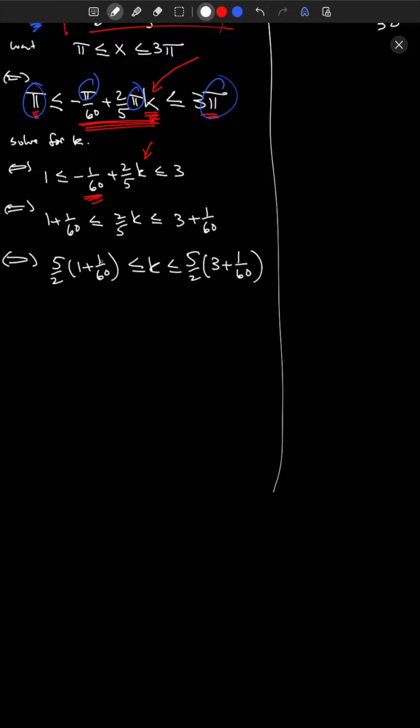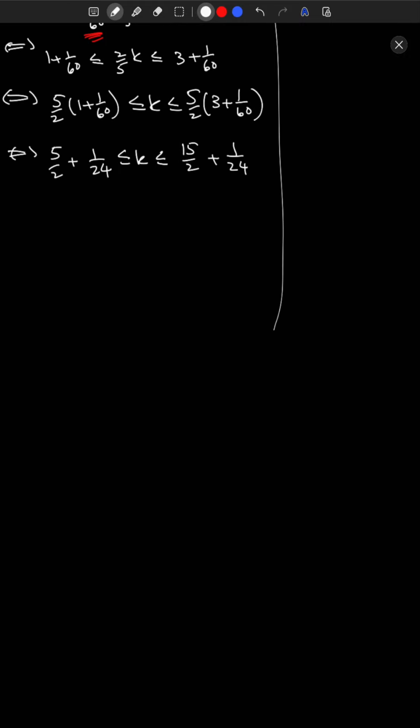All right. Now I'm going to multiply the 5 over 2's in just to clean this up a little bit. 5 over 2 plus, 5 and the 60 cancel a little bit to become 12, and then 1 over 24 here, less than or equal to k, less than or equal to, this is going to be 15 over 2 plus, and this is also going to be 1 over 24. All right. Okay.